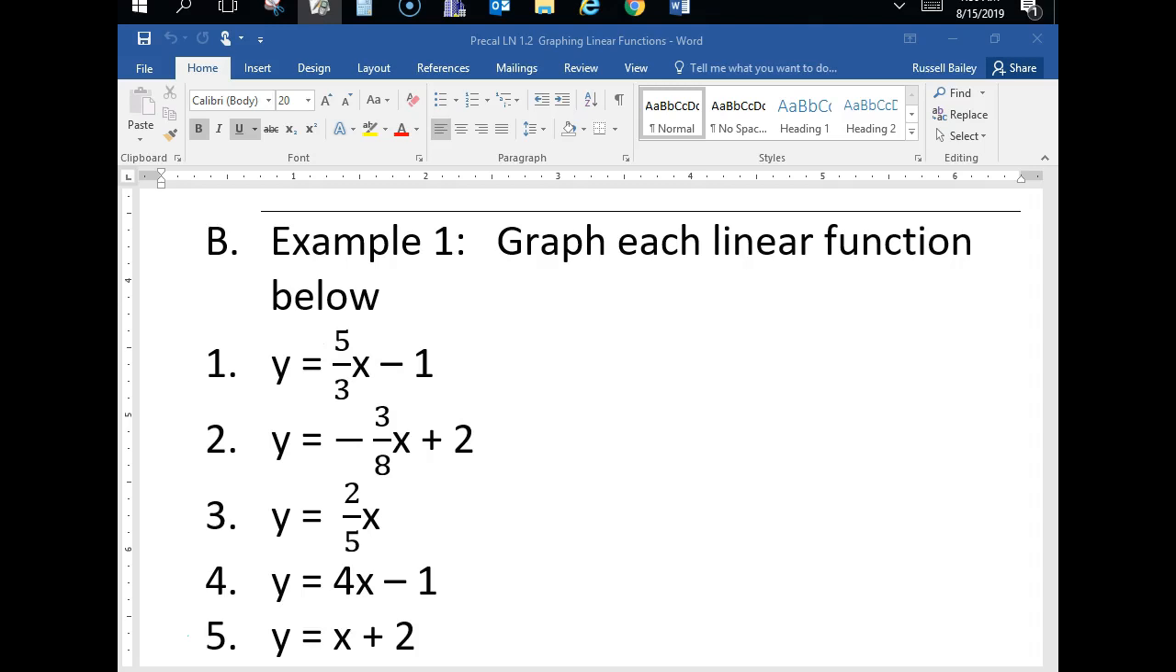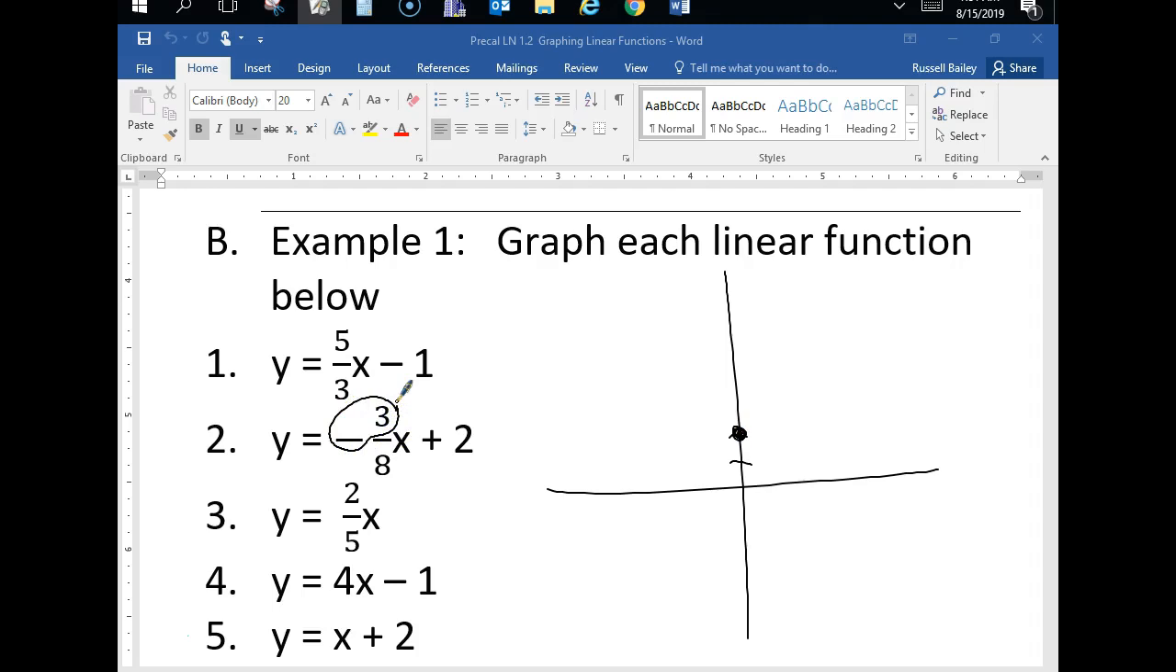All right, let's go ahead and do number 2 here. So we've got negative 3/8. My y-intercept is 2. So I'm going to start at 2, right? Now, since my slope is negative, I'm going to circle both of those together, right? The negative, I'm going to let that go to the top.